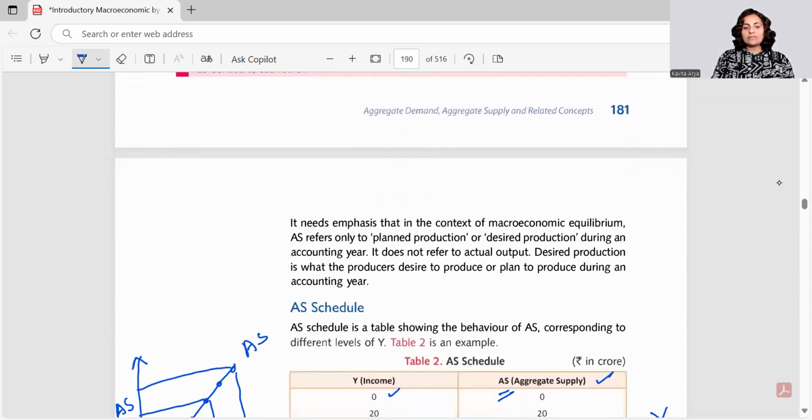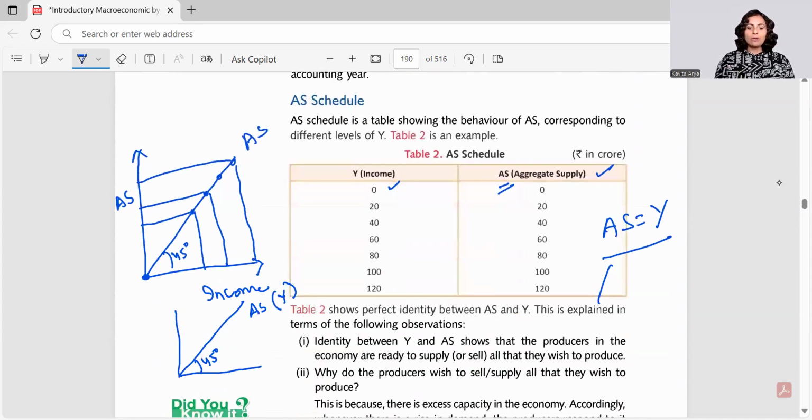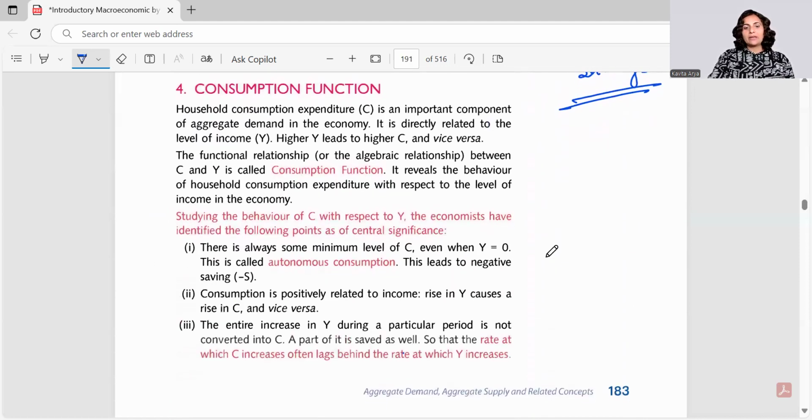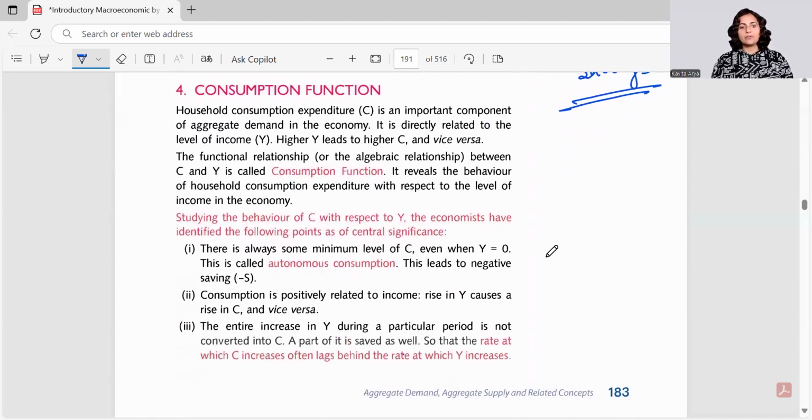AS also was just told how it is just a reference line which rises at an angle of 45 degrees so that it is always equidistant from the x and y axis, and hence we are able to justify that the production in the economy is always equal to the income in the economy. So let's begin. After this recap, let's begin with the consumption function.